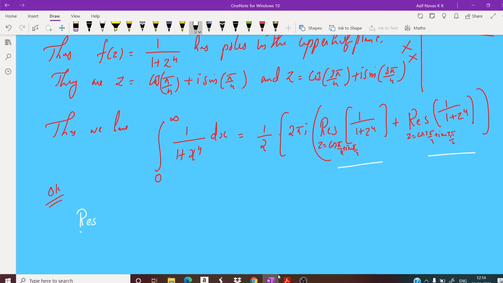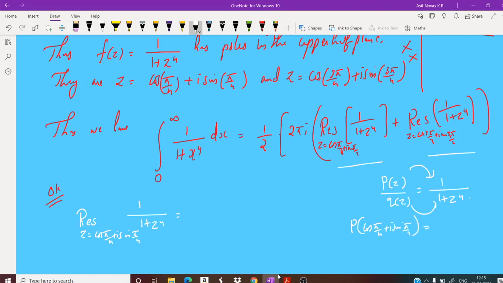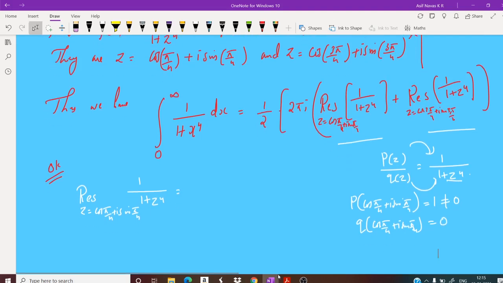The first one is the residue at z equal to our singularity, cos pi by 4 plus i sin pi by 4, of 1 by 1 plus z raised to 4. Here we know that the poles are simple, and the function is of the form P of z divided by Q of z, where P of z is 1 and Q of z is 1 plus z raised to 4. P of cos pi by 4 plus i sin pi by 4 is 1, always not equal to 0. And Q at cos pi by 4 plus i sin pi by 4 is a root of this polynomial, therefore equal to 0. So our condition is satisfied.